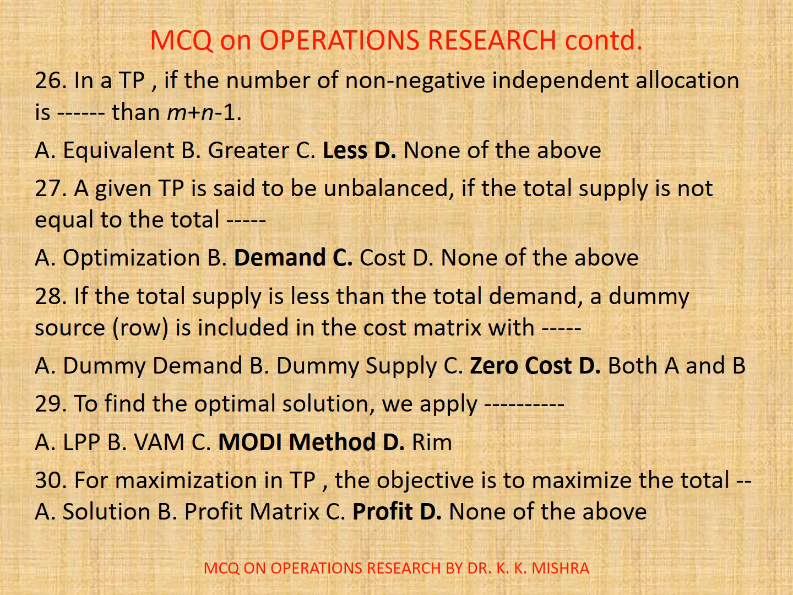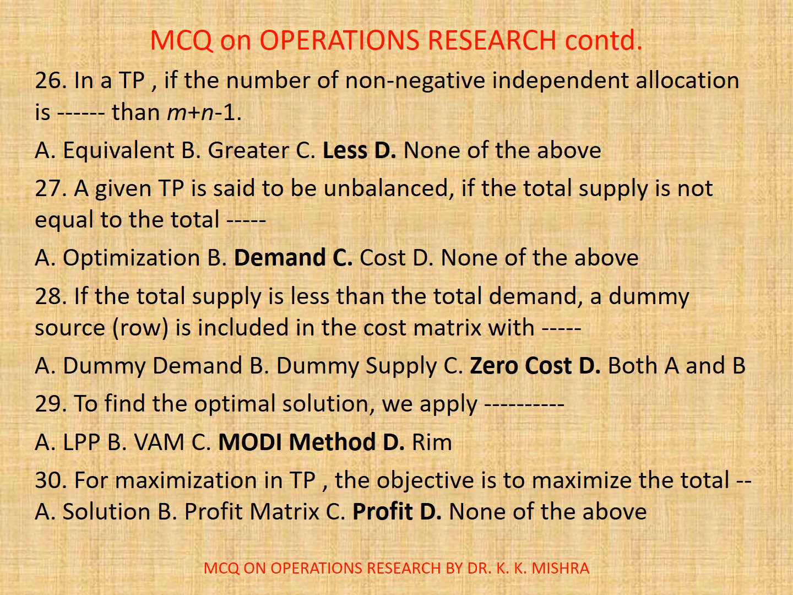26. In a transportation problem, if the number of non-negative independent allocations is less than m plus n minus 1, correct option is C, less. 27. A given TP is said to be unbalanced if the total supply is not equal to the total, correct option is C, demand. 28. If the total supply is less than the total demand, a dummy source is included in the cost matrix with, correct option is C, 0 cost.